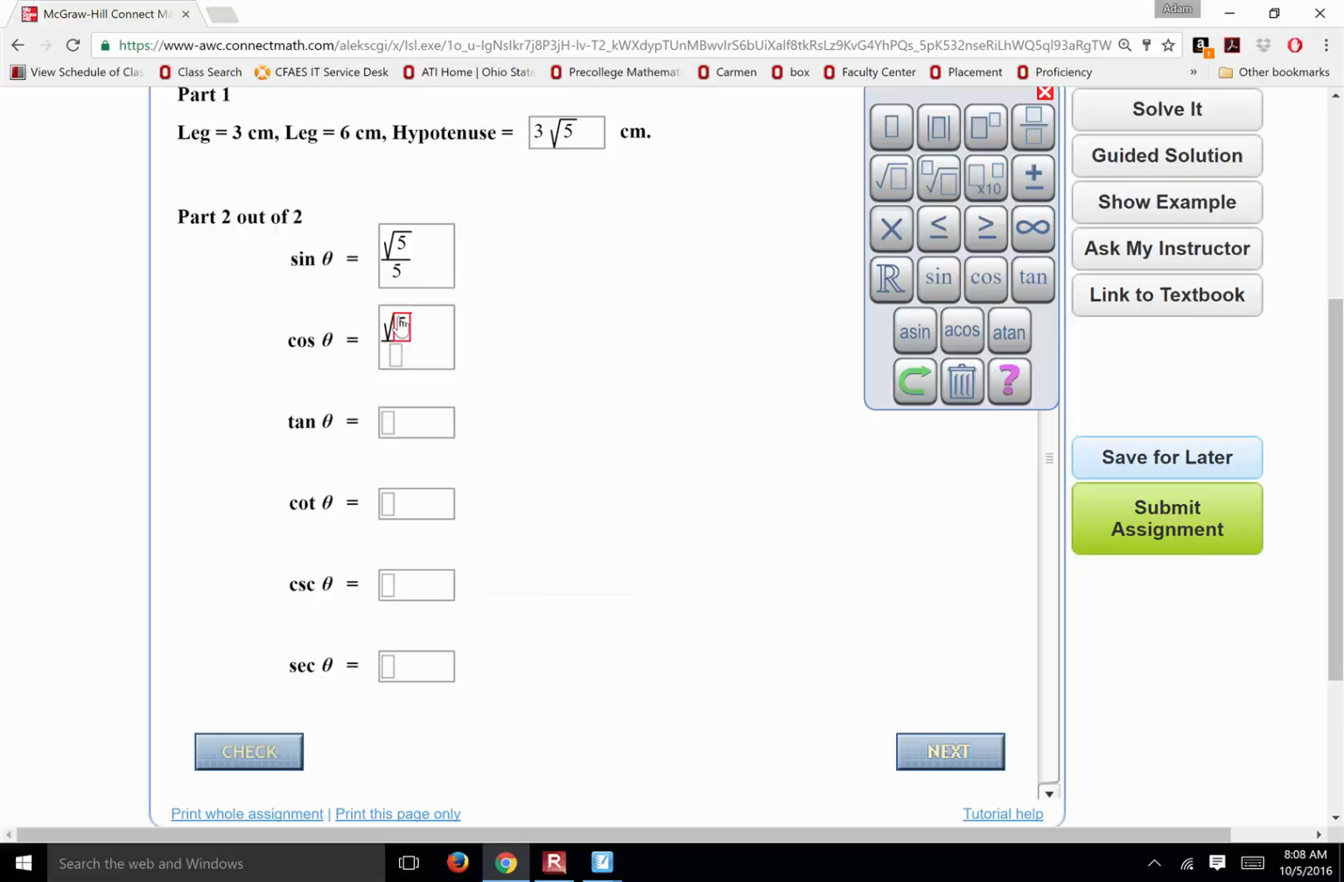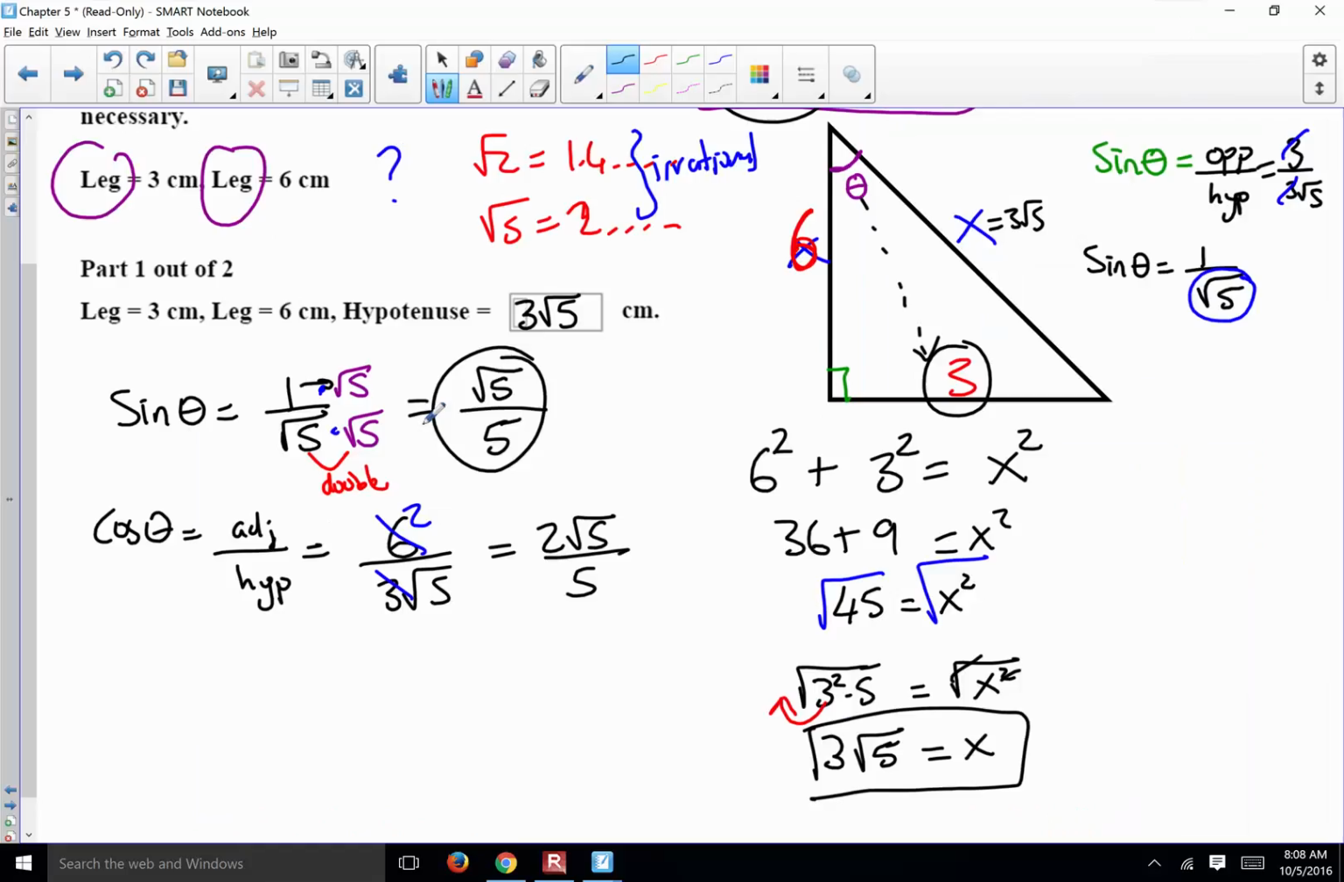Can't fix it anymore. Alright, just clean it up. Okay, 2 root 5 over 5. Alright, these are a little bit of a pain to type in, so I'm going to leave that to you. I will just compute.